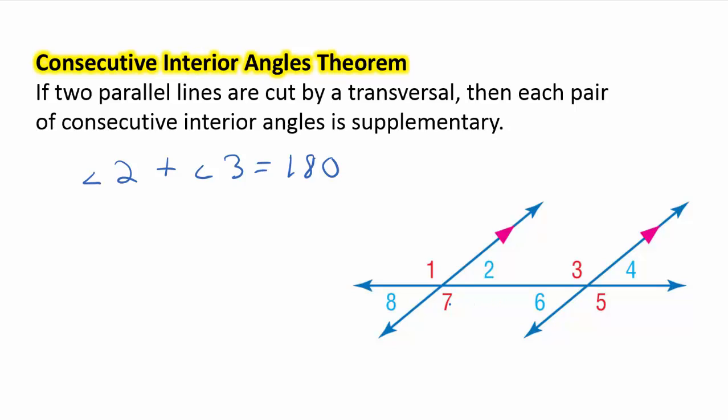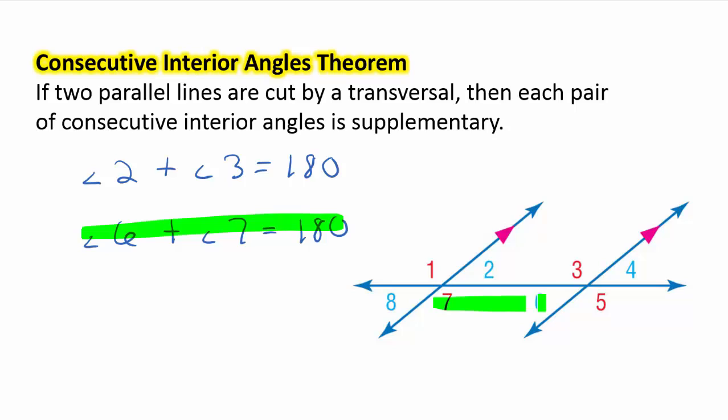The same thing goes for 7 and 6. Angles 6 and angle 7 will add up. The measures, they will add up to equal 180 degrees. So we got 6 and 7. And we've got angles 2 and 3.